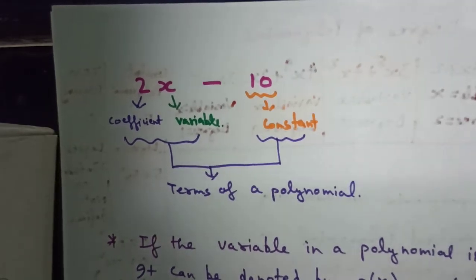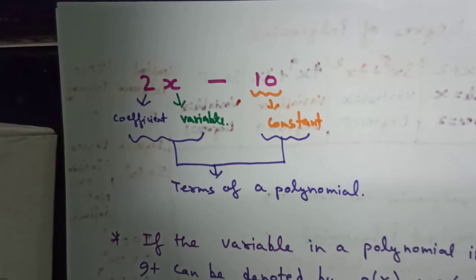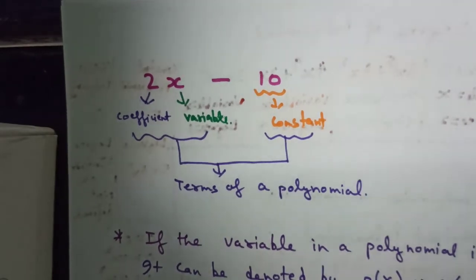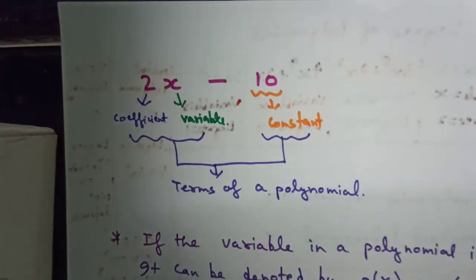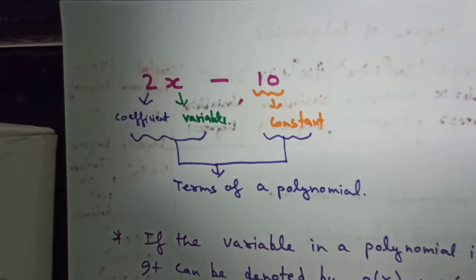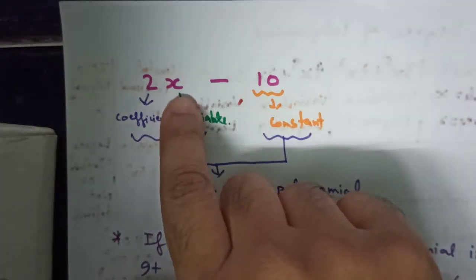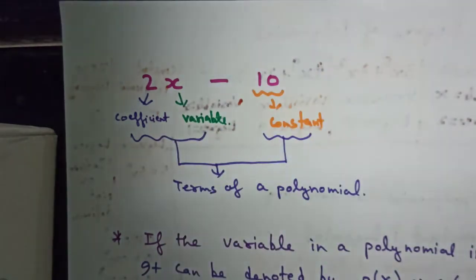So here we are. I am here for the second video of the chapter polynomial, that is classification of polynomial. Before starting the classification of polynomial, let us revise a few things which you have studied in your previous classes. First of all, 2x minus 10 is an example of a polynomial, as we have already studied in the previous lecture that any algebraic expression in which the power of the variable is a whole number is known as a polynomial.